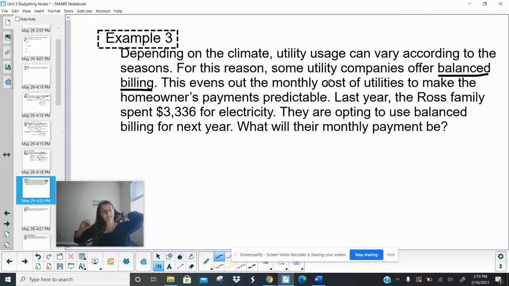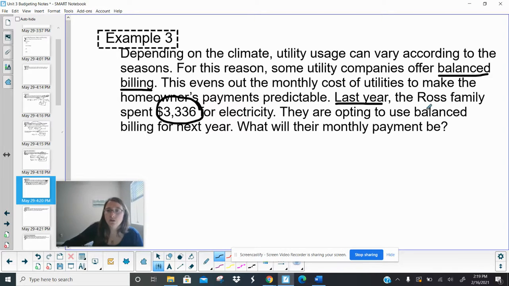So what this means is they base it off how much electricity you used last year, and they just split that cost among all 12 months. So you have to be with a company for at least 1 year in order to do this. See how it says last year, they spent that much for electricity. Now again, that's how much they spent total. In the summers, it was probably higher bills for the AC unit. In the winter, it was probably lower bills because it's not that cold. Or depending on where they live, it might be switched. But in total, it was that much.